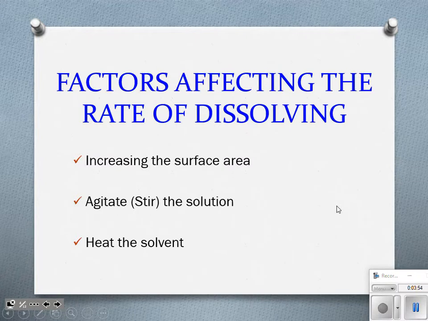Finally, I could heat the solvent. If we heat something, we've learned based on the kinetic molecular theory, those molecules are moving faster, correct? If those molecules are moving faster, it's going to cause a quicker rate of dissolving. So those three things, increasing the surface area, agitating the solution, or heating the solvent, all of those will increase the rate at which something dissolves.